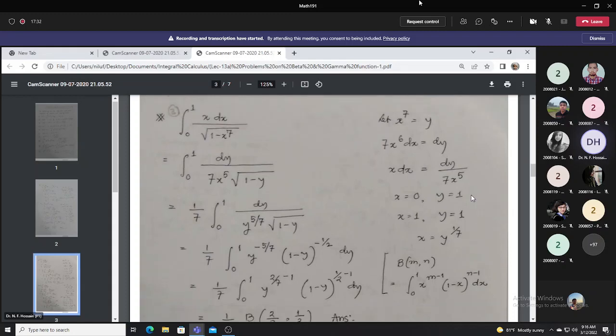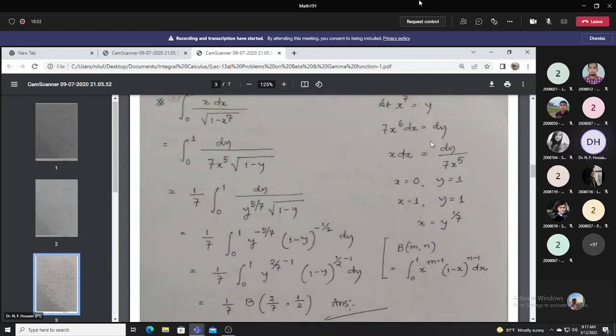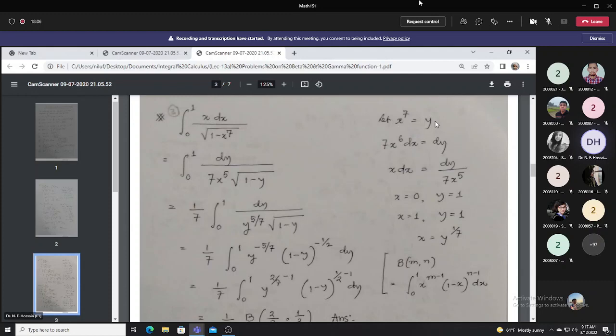Now check the limits. When x equal to 0, y should be 0. Okay, there is a mistake here, it should be 0 here. When x equal to 0, y should be 0. When x equal to 1, y should be 1. So there is no change in the limit, 0 to 1. And here x dx means dy divided by 7 x to the power 5. This 7 is taken outside, and here root over 1 minus y. Now you put down the value of x. The value of x should be y to the power 1 by 7. So x to the power 5 should be y to the power 5 by 7.